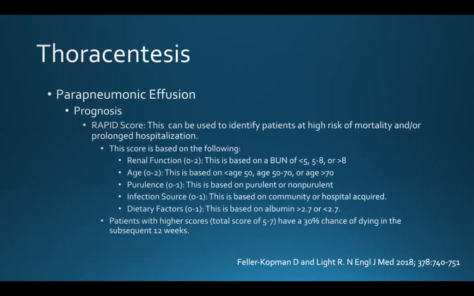And there is something known as the RAPID score, which can be used to identify patients at high risk of mortality or prolonged hospitalization. And this score is based on 5 variables: renal function, which is based on a BUN level, age, purulence, whether it's purulent or non-purulent, infection source, meaning community acquired or hospital acquired, and dietary factors, which is based on a high or low albumin. There's a certain point value assigned to each of those 5 variables, and patients with higher scores, meaning a total score of 5 to 7, have a 30% chance of dying in the subsequent 12 weeks.